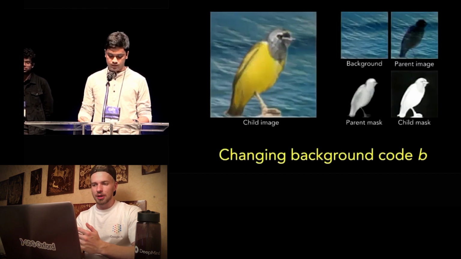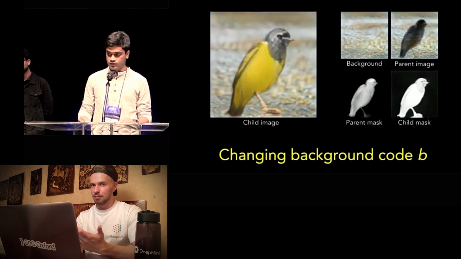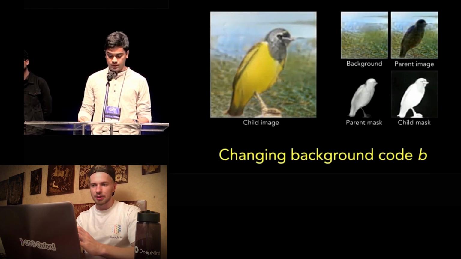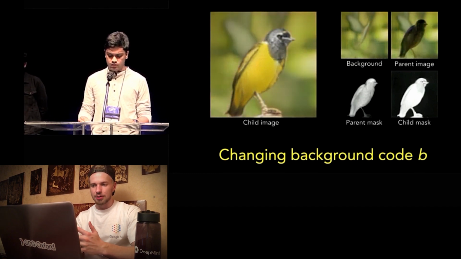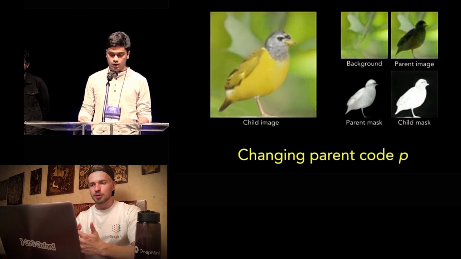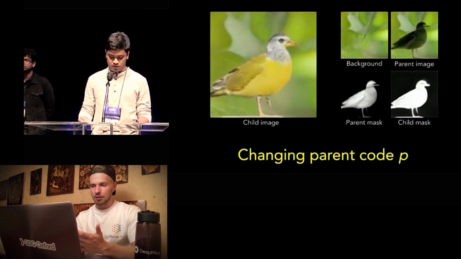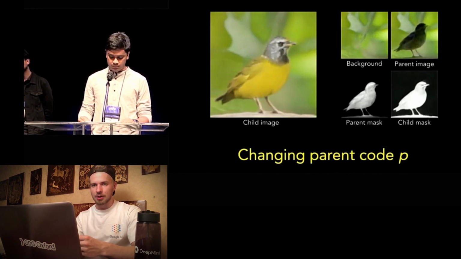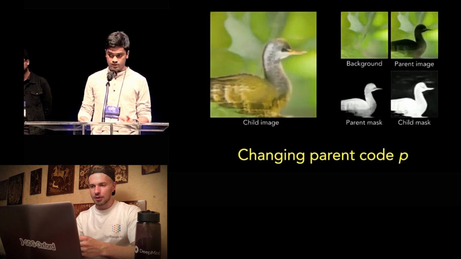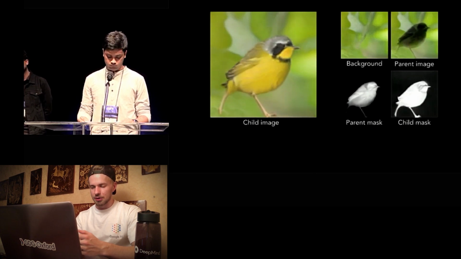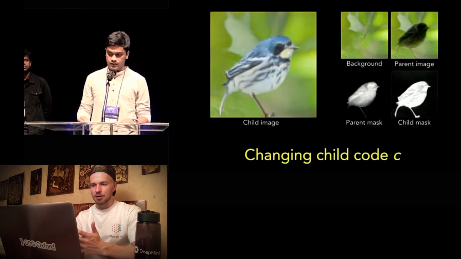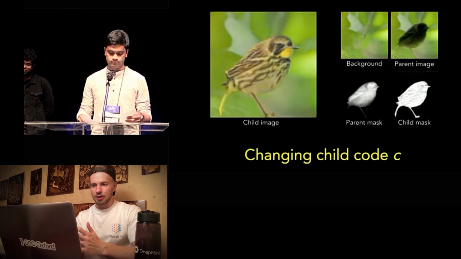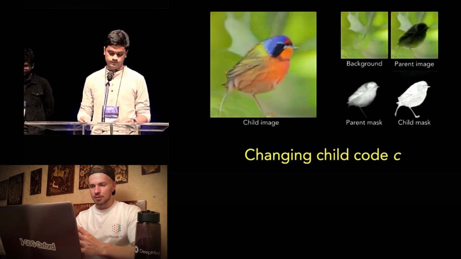And here in the video you can see a very nice illustration of how it works. Changing the background, they can change the background without touching the object in the foreground. Changing the parent, they change the shape of the object, which is currently the shape or the class of a bird. And changing the child code, or this child stage, they modify the color and texture while keeping the shape constant. Looks just great.